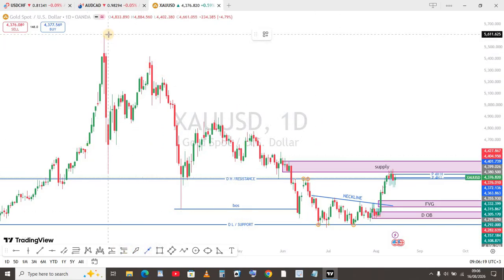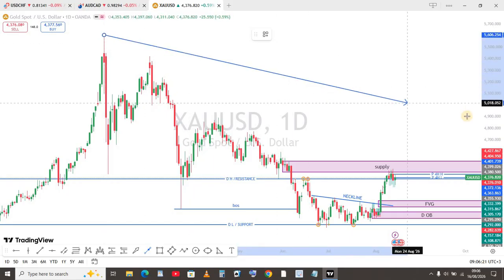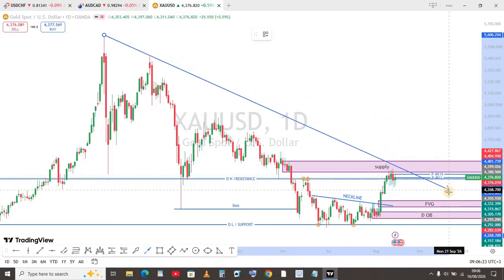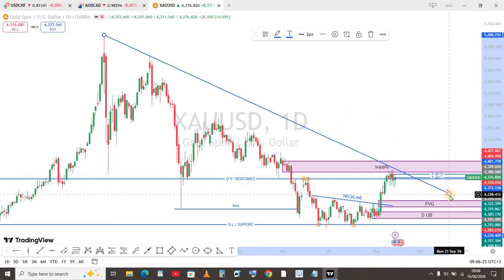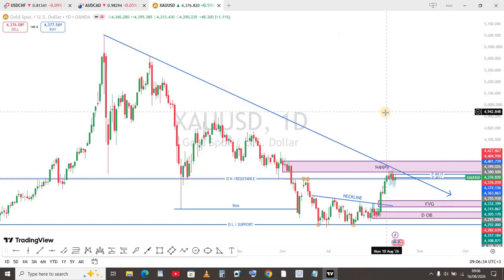So let us draw a trend line from this level to this level. You can see this is a bearish chart, or a bearish movement. When we mark it very well, you may see gold is going to drop, because it has already reached where it's supposed to drop, and you can see it exactly on this trend line, in combination with this supply zone.